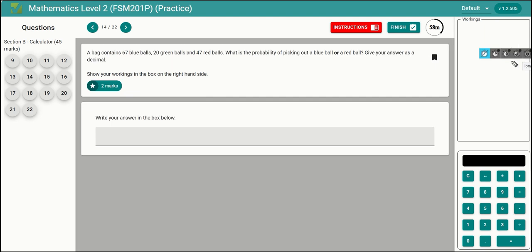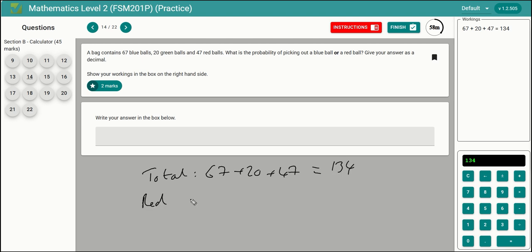Okay, question 14. A bag contains 67 blue balls, 20 greens and 47 reds. What's the probability of picking blue or red? So first of all, we need to work out the total number of balls. So that is 67 plus 20 plus 47. So let's use our calculator for this. And 67 plus 20 plus 47, that is 134.